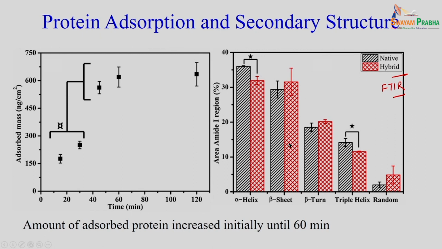So, what we are seeing is that particularly after the adsorption there is a difference in the secondary structure as compared to the native collagen, but on the hybrid surface a significant difference is not observed. It means this hybrid surface is promoting the cell protein adsorption, but at the same time without much altering the secondary structure of that particular protein.